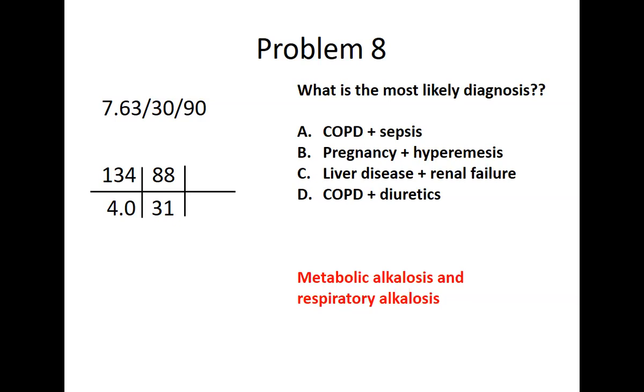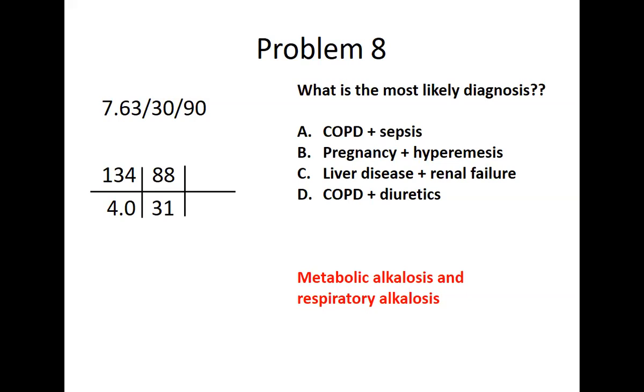And so now you have to think, okay, of these diagnoses, which of them cause both a metabolic alkalosis and a respiratory alkalosis? So COPD, what would you expect here? Respiratory alkalosis or respiratory acidosis? Acidosis, right? They have increased dead space. They hold onto CO2. Their CO2 goes up. Their pH goes down. So A and D are out.